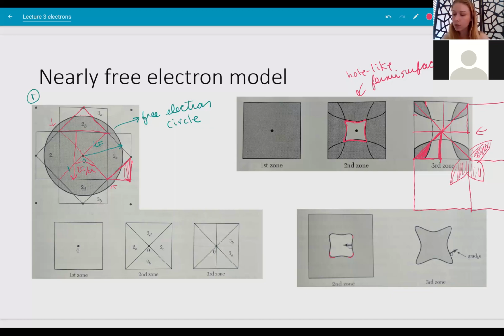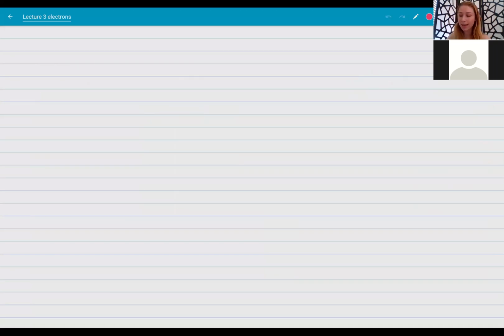Okay, so with that, I am going to switch gears one last time, and I am going to talk about the tight binding model.